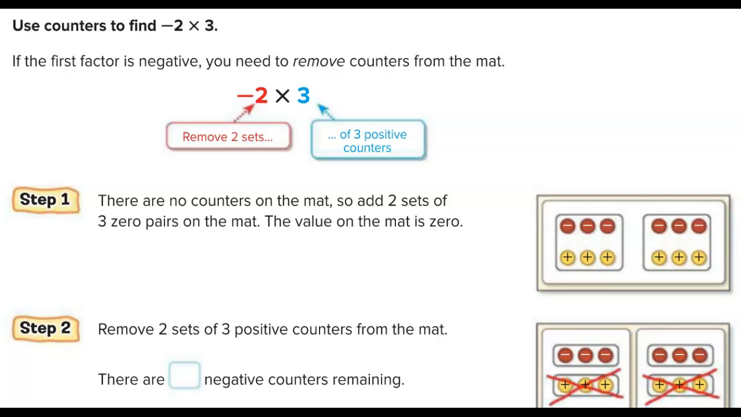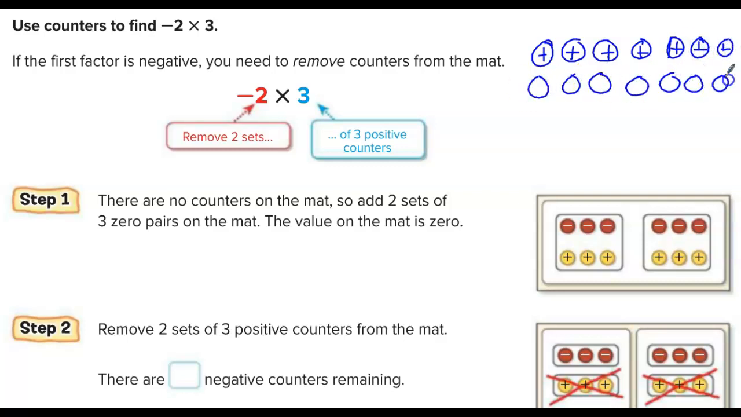6. Okay, if we add 6 0 pairs, these are my positives. 4, 5, 6. For every positive I need to add a negative. Okay, do I have 2 groups of positive 3 to take away? Yes. Okay, so if I take away my 2 groups of positive 3, I have a 0 pair right here that I can just cancel out, right? So then I'm left with what? 6 negatives. So my answer is 6 negatives.